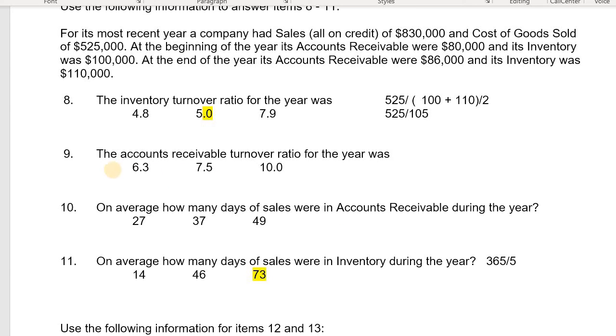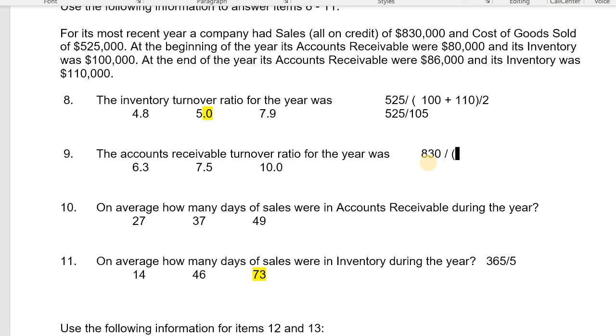Moving on, number 9. Accounts receivable turnover. Now we're going to take our sales and compare that to accounts receivable. Sales and compare it to accounts receivable. So what were my sales? 830. My credit sales, and we're told they're all credit, so we're okay there. 830 divided by my average accounts receivable.